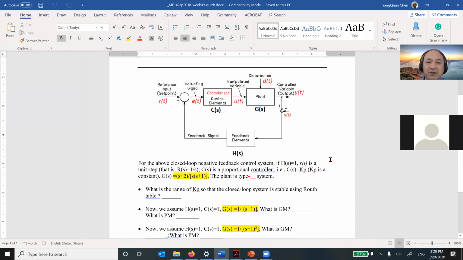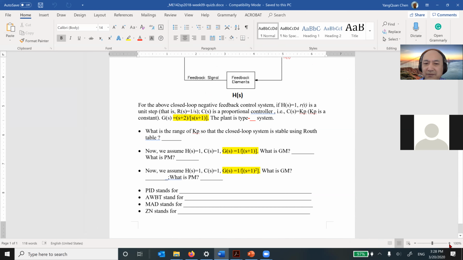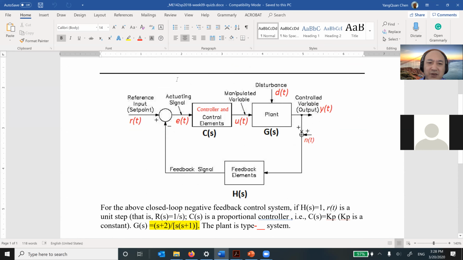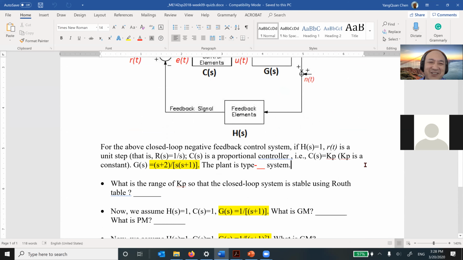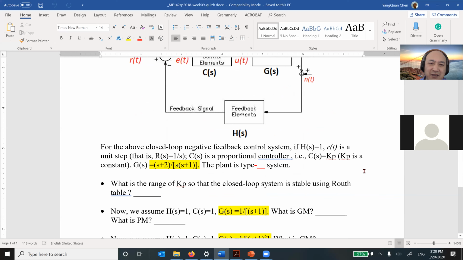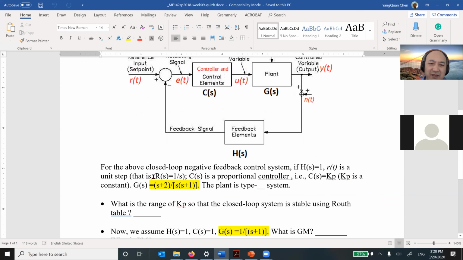So let me go through the quiz questions for you. Reference input. So this is a picture you feel sick about it, right? You see it all the time. That is our reality. We are going to see this again and again. Okay. So reference is a unit step. C is a proportional controller. Proportional controller in here. KP is a constant.